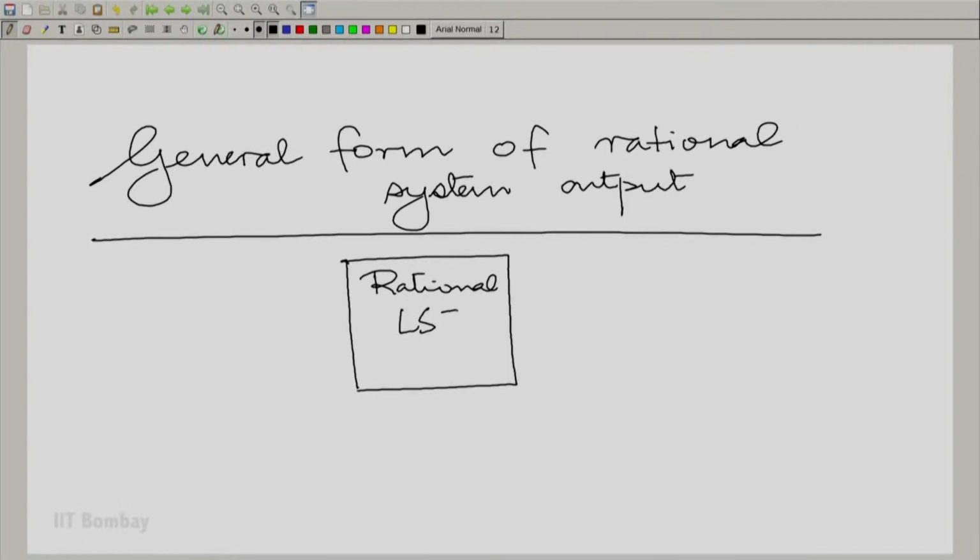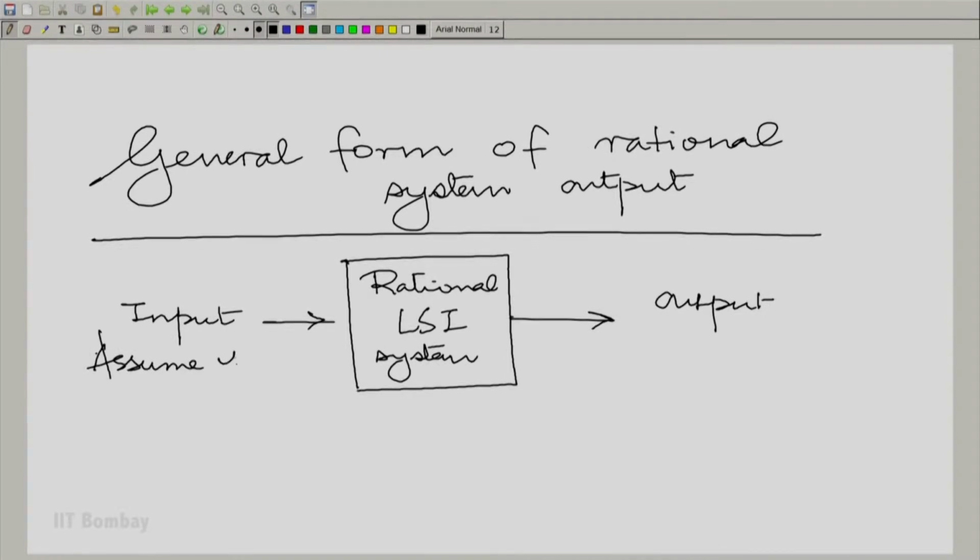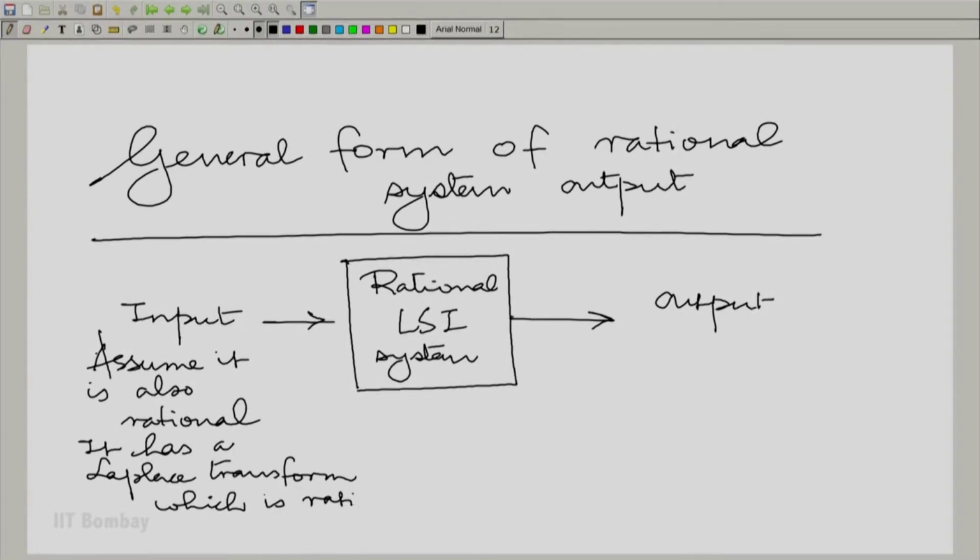You have a rational system, you have an input and an output. Now, for the moment, let us assume the input is also rational. Let us take that situation. That means it has a Laplace transform which is rational. Of course, Laplace transform if we are talking about continuous independent variable, or Z transform if we are talking about discrete independent variable. So, what would the output look like?